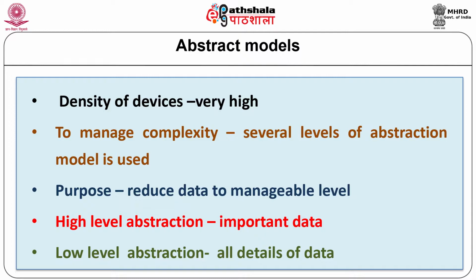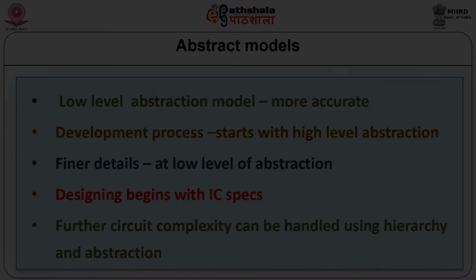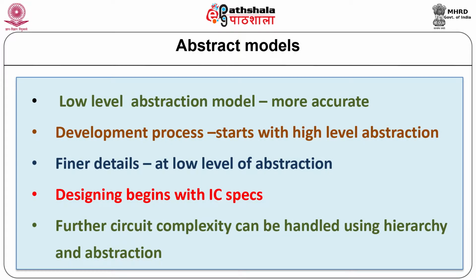On the other hand, low level abstraction is more detailed and takes account of previously ignored information. Even though the low level abstraction model is more accurate and is closer to the real circuit, it is very complex to handle. Therefore, the development process starts with high level abstraction and concentrates on the most important characteristics. As the system becomes clear, finer details are handled and included at lower levels. Further, lower level abstraction is also developed.